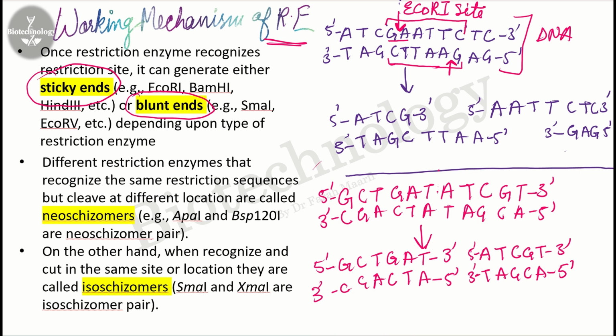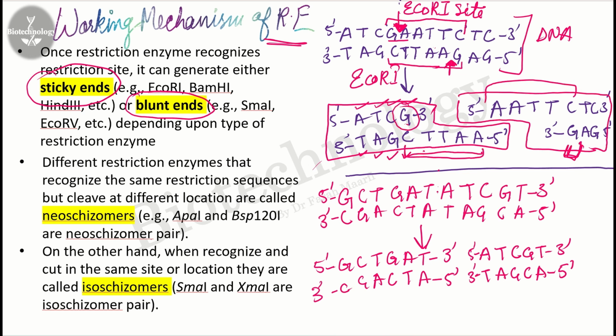EcoRI is an example of it. After making a cut, fragments like this, and this way it produces sticky ends. Sticky ends means it generates flanking or hanging regions in both strands of a single DNA molecule, right? This is the example of a sticky end.